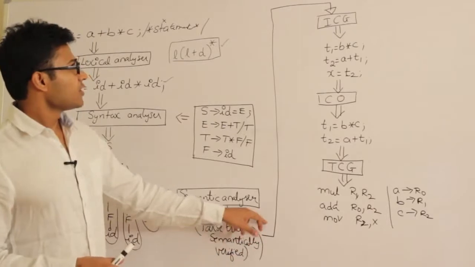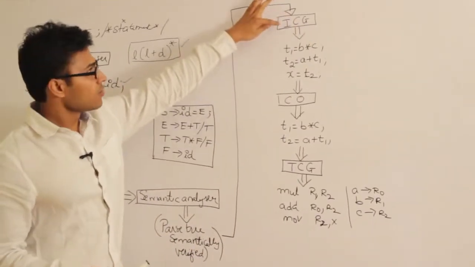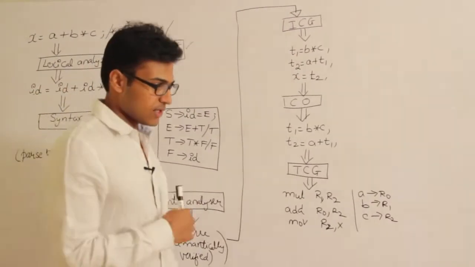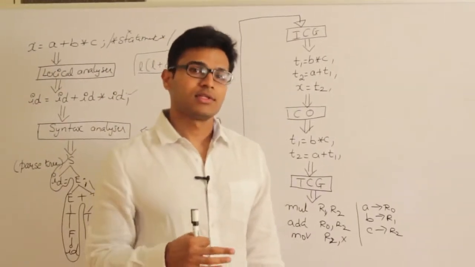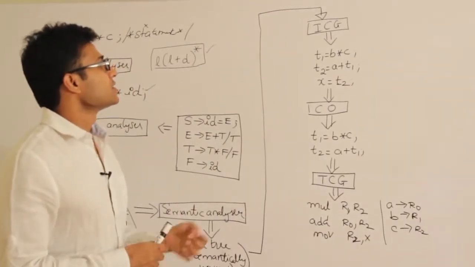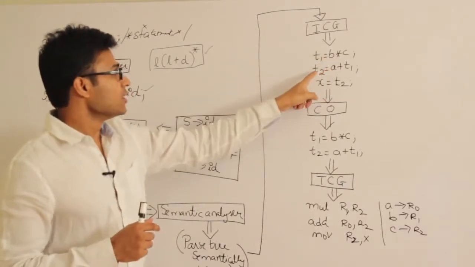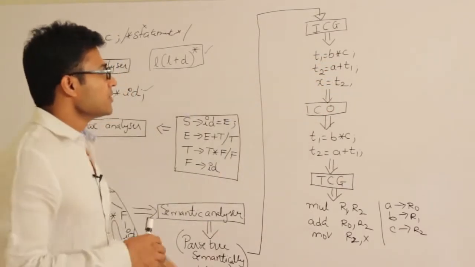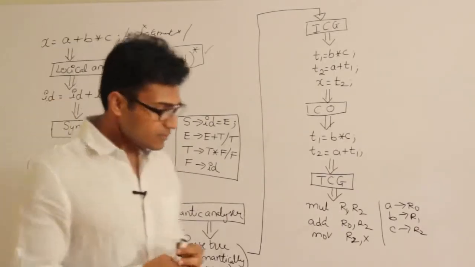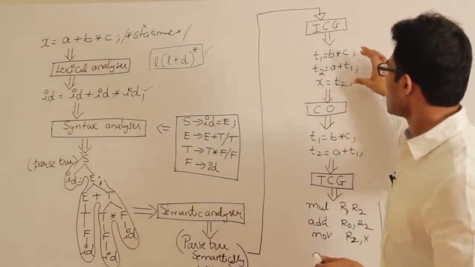Now this semantically verified parse tree will be given to the intermediate code generator. So the intermediate code generator is going to generate intermediate code. There are various kinds of intermediate codes, but the most popular one is 3-address code. Why is it called 3-address code? If you look at any line, there are only 3 addresses. For example, in this one, T1 = B * C, T2 = A + T1, X = T2, which means there can be a maximum of 3 addresses. It can even be less. So the given statement has 4 addresses. Now we reduce the statement into 3 addresses.